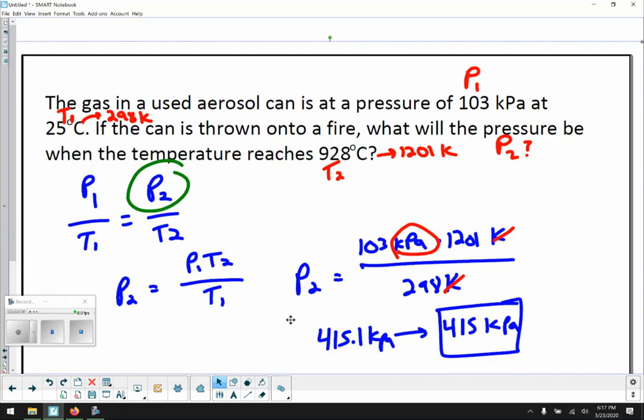You would expect the pressure to go up if it's in a fire. Also the temperature, I suppose. But if you have a can, which isn't going to expand or contract, it's going to stay the same size. So volume is constant. If you heat up the particles, they're going to hit the sides more often, and they're going to hit the sides faster. So harder and more often, that means more pressure. And in fact, the pressure did go up. It went up from 103 to 415 kilopascals.